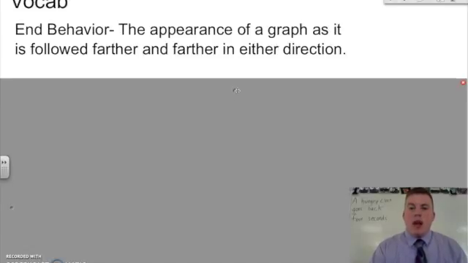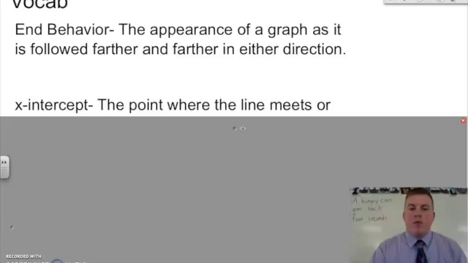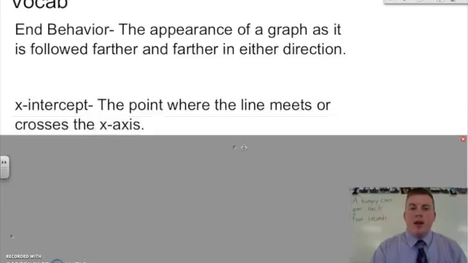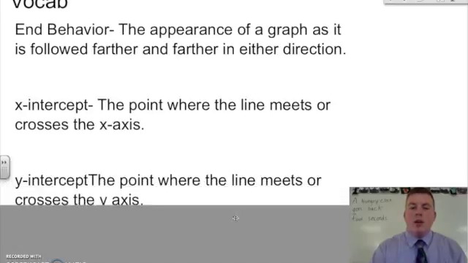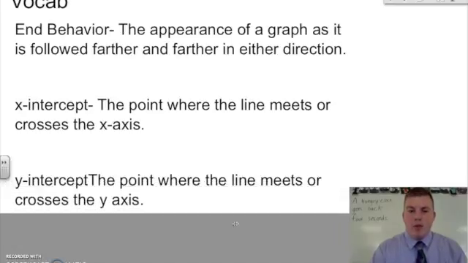Our next vocabulary word is one we've talked about before, but we want to go ahead and define it: an x-intercept. That is the point where the line meets or crosses the x-axis. For our third and final vocabulary word, you might have been able to guess that since we're talking about x-intercept, we're also going to need to talk about the y-intercept, and you would be correct. The y-intercept is the point where the line meets or crosses the y-axis.